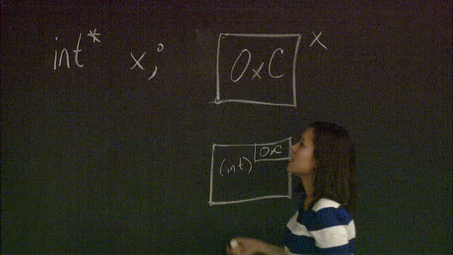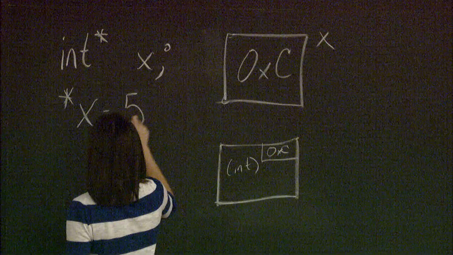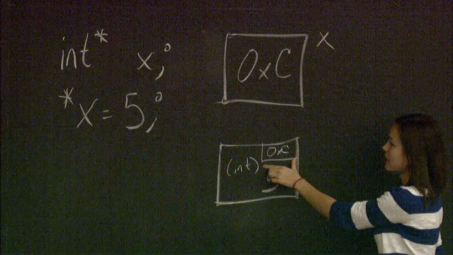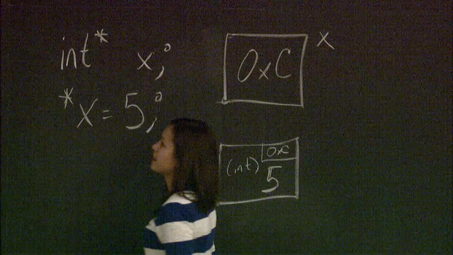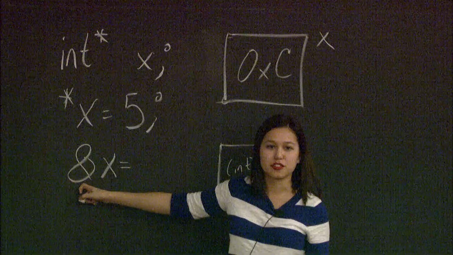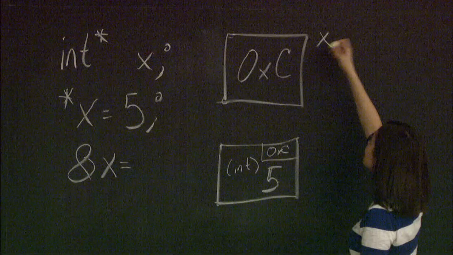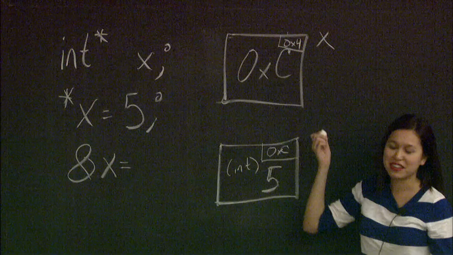So what we can do is if we do star x equals 5, this becomes a 5. This says go to whatever x is pointing at. So go to this address and make it equal to 5. So we assign 5 to this address, right? And then if you do this, this gives us the address of x. This is the address of operator. So what is the address of x? We don't know, we haven't assigned it an address. Now we gave it an address. So the address is 4.